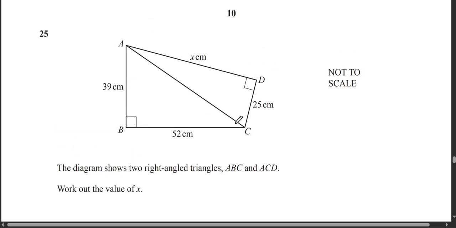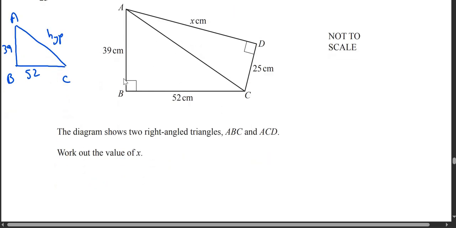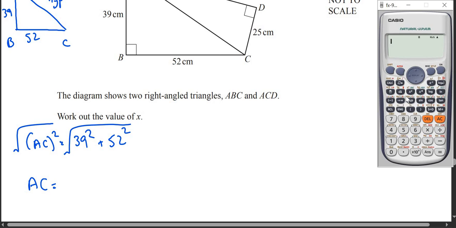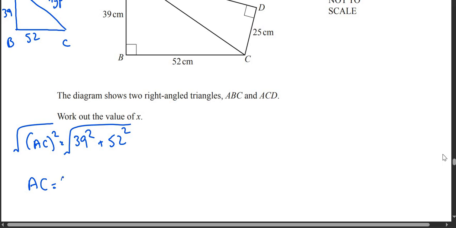Next question. The question says the diagram shows two right angle triangles, okay? Then it says work out the value of x. So guys, first, in order to find x, you need the length AC. AC is a right angle triangle like this. A, B, C. 39, 52. And this is hypotenuse. Okay. So you will do AC squared is equal to 39 squared plus 52 squared. So once you do that, you will under root both the sides. So AC is equal to, let me do it for you guys over here, under root 39 squared plus 52 squared, 65. AC is equal to 65.